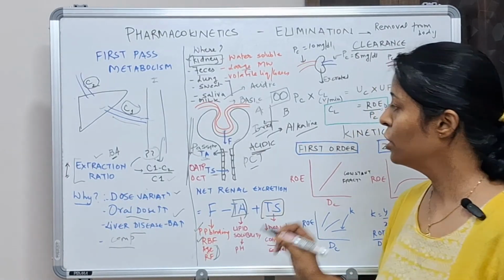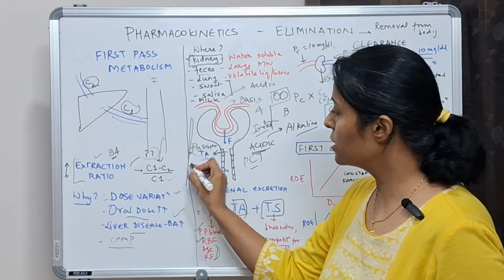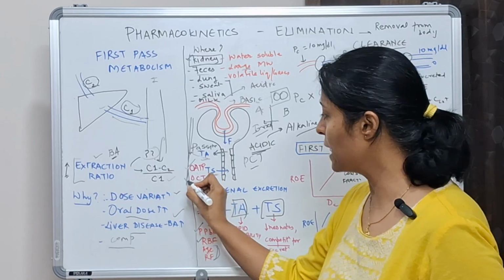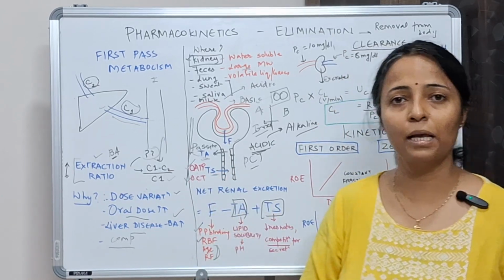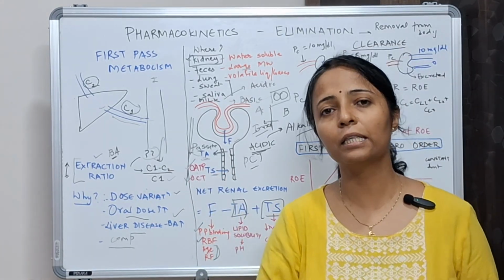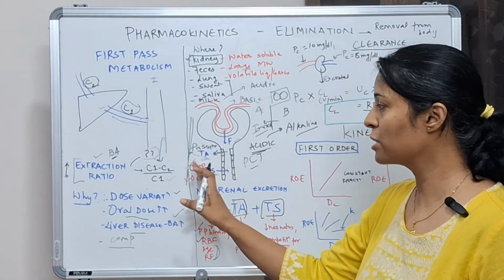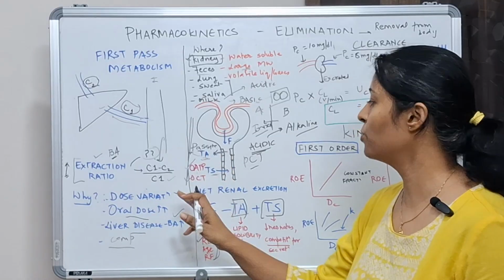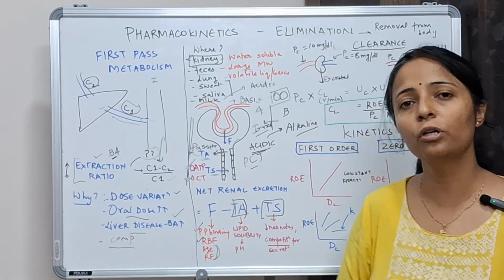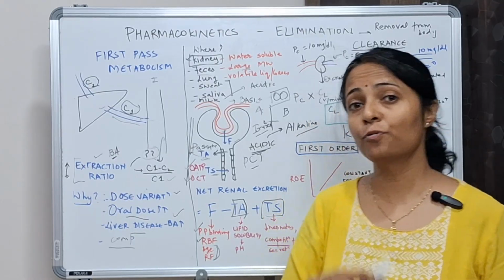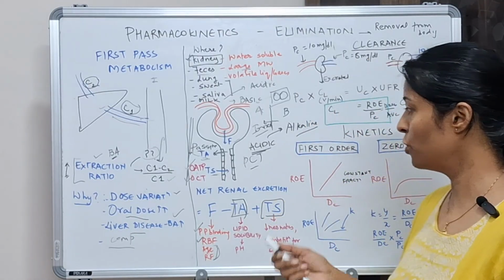How is this going on? Tubular secretion depends on certain proteins, that is organic anion transporter proteins and organic cation transporter proteins. The name indicates that they are going to secrete the anionic and cationic drugs. There are other proteins as well, like P-glycoprotein, which we have discussed again in drug transport mechanisms.